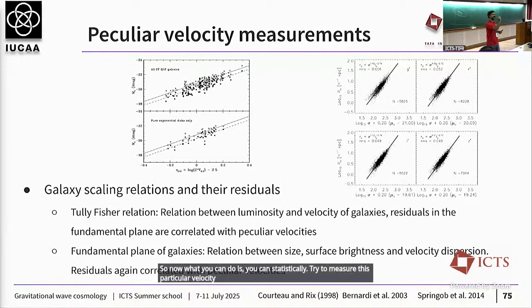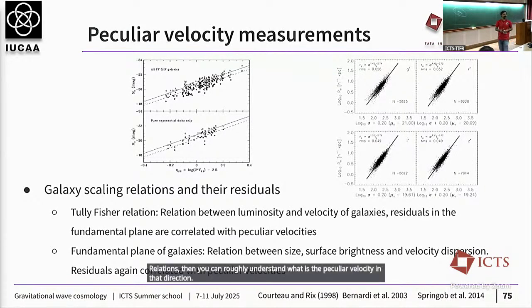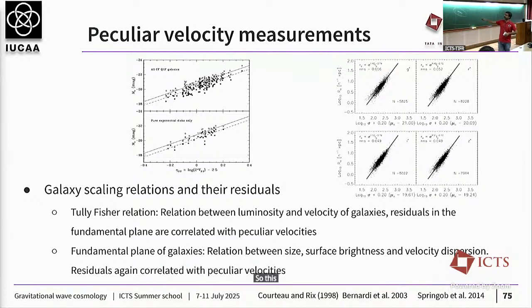Okay. So now what you can do is you can statistically try to measure this peculiar velocity effect. You won't get it right necessarily for one galaxy. But if you have a bunch of galaxies in the sky located in a similar region, now you average over the residuals in these relations, then you can roughly understand what is the peculiar velocity in that direction.